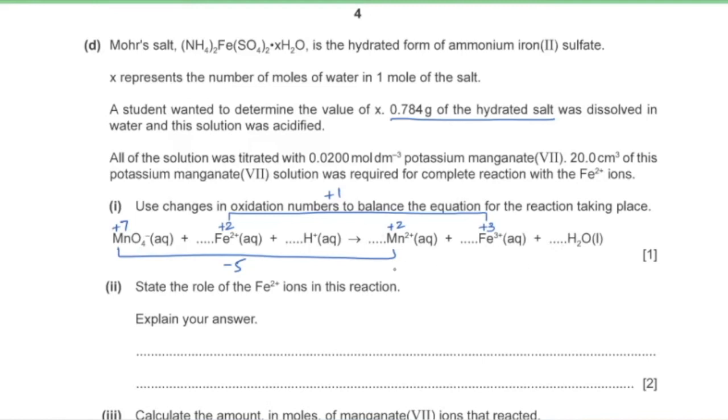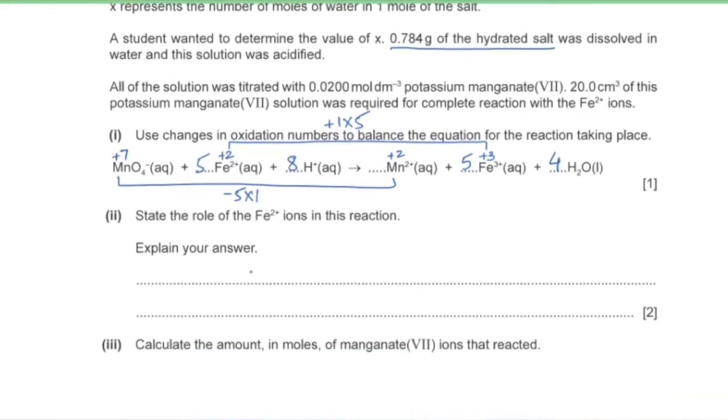So now we need to balance this equation. We will have to multiply this with 1 and we will multiply this with 5. So we'll have 5 moles of Fe3+ and 5 moles of Fe2+. Here we are going to have 4 moles of H2O and we will have 8 moles of H+ ions.